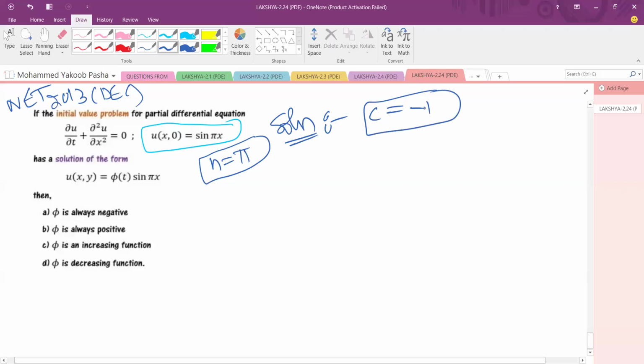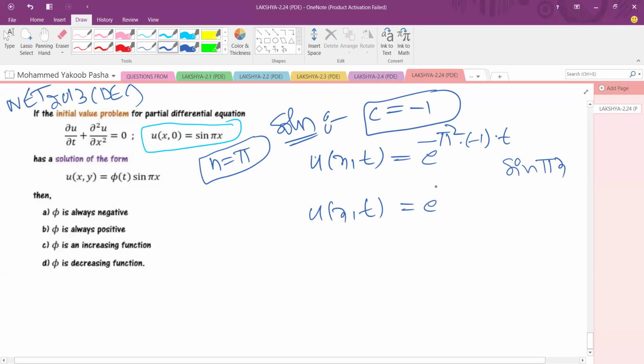It is -1. As we know the initial condition u(x,0) = sin πx, we can write the general solution. What is my general solution? u(x,t) = e^(-n²ct) sin πx, with n² = π² and c = -1. So u(x,t) = e^(π²t) sin πx is my general solution.